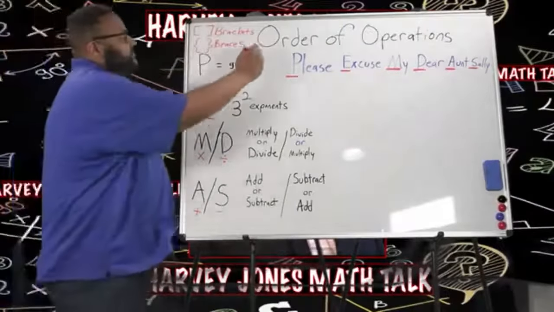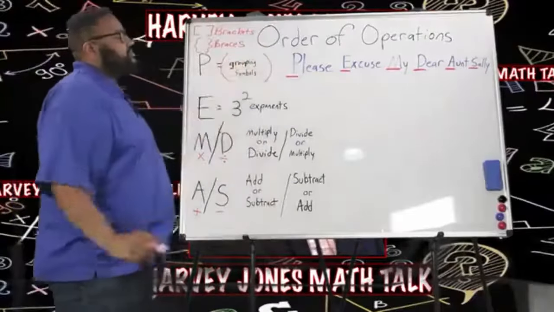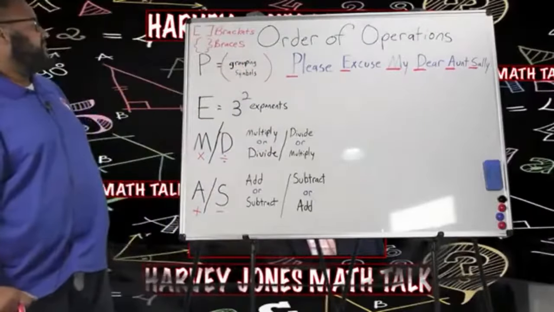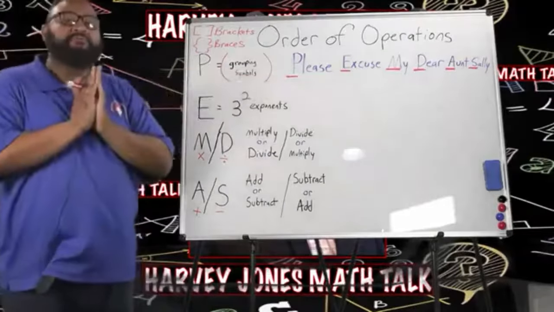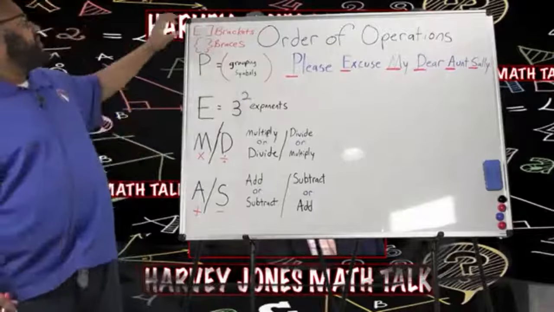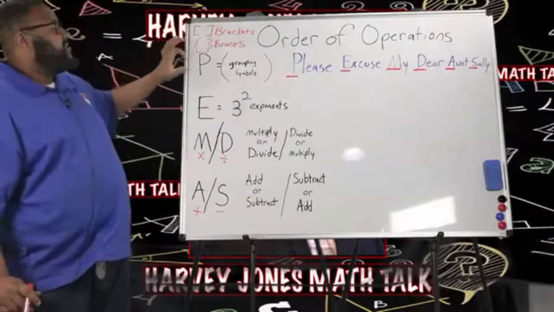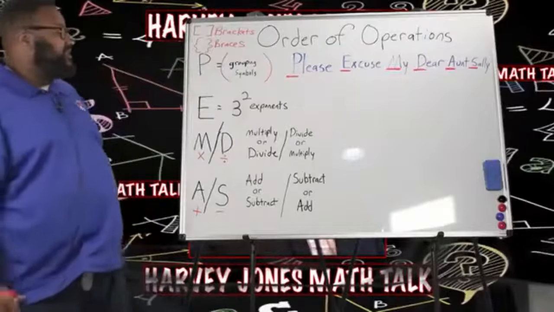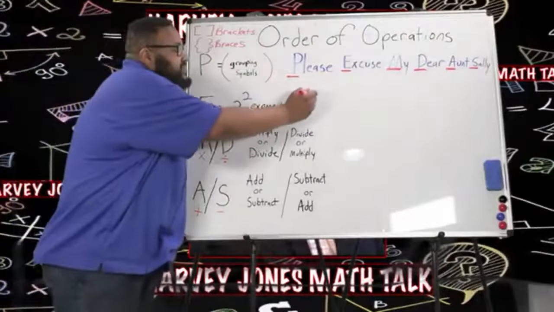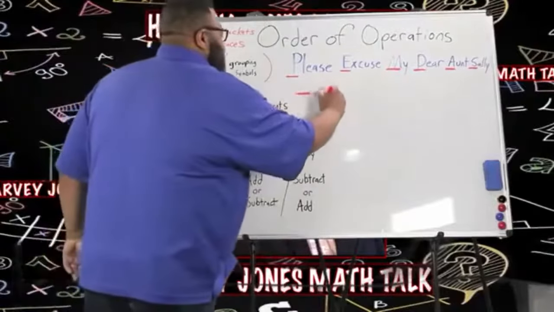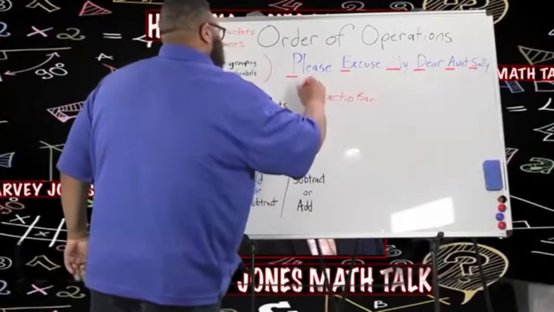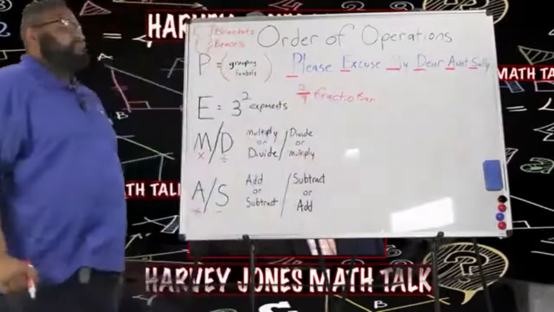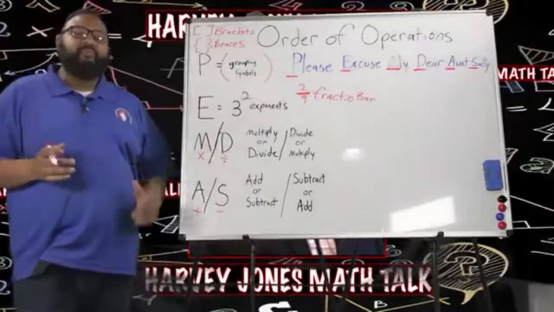But the most common grouping symbol is going to be your parentheses. And because of that, that's why we usually say P and we say please. Brackets, braces, parentheses. Now check this out. I bet you didn't know this. Another grouping symbol would be this right here. We call that the fraction bar. That's considered a grouping symbol.